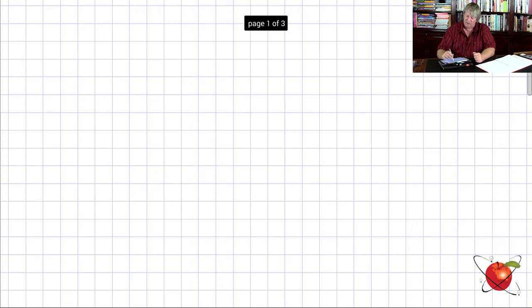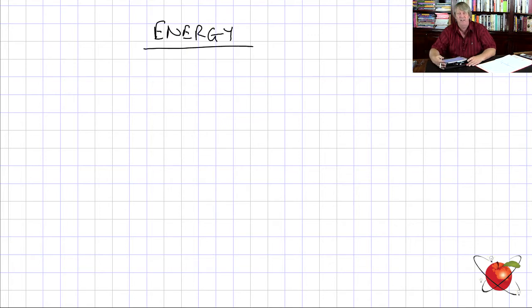Let's just move on now. Let's look at the last section of the work, which is energy. Energy, very important section. It comes up big time next year, big time, in grade 12. Lots and lots of work on energies that we've got to do.